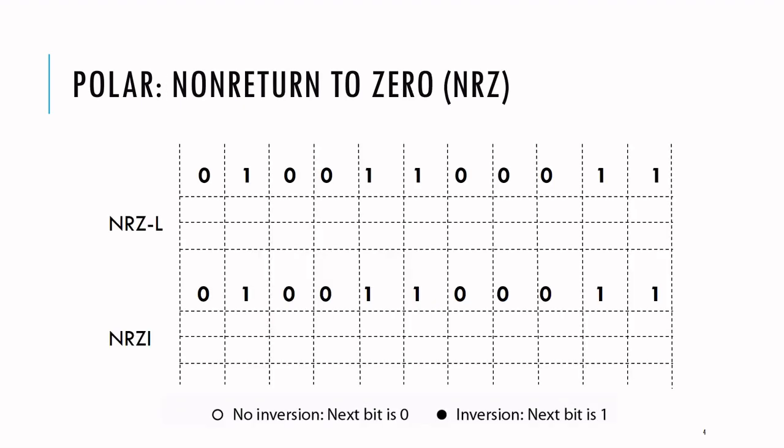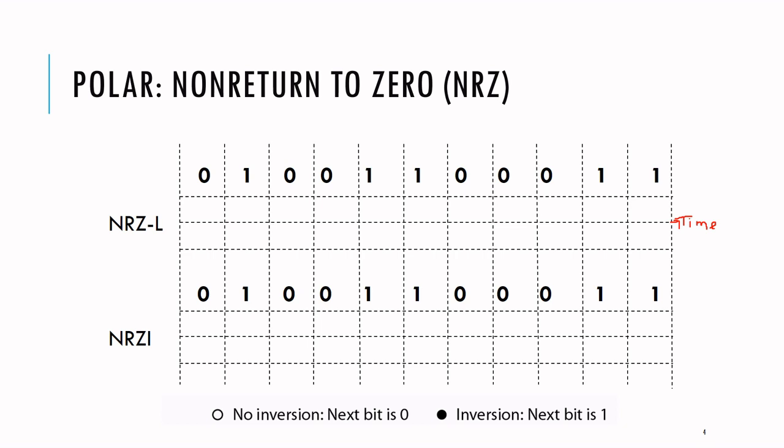In polar schemes, the voltages can be on both sides of the time axis. So suppose this midline over here, this is your time axis. So this axis is your time. Now, the voltages are on both sides of the time axis, okay? For example, the voltage for 0 can be on the positive and the voltage for 1 can be on the negative.